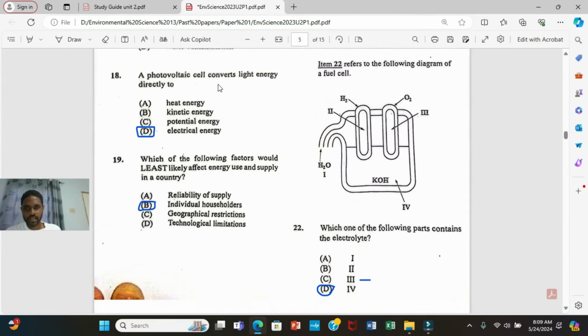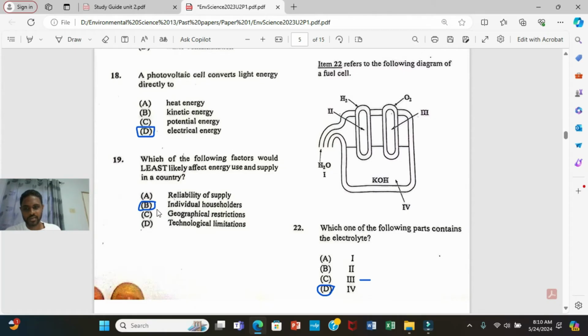a photovoltaic cell converts light energy directly to electrical energy. So like your solar panels. If you know solar panels, that's how it works, guys. That's an example of photovoltaic cells. Number 19, which of the following factors would least likely affect energy use and supply in a country?